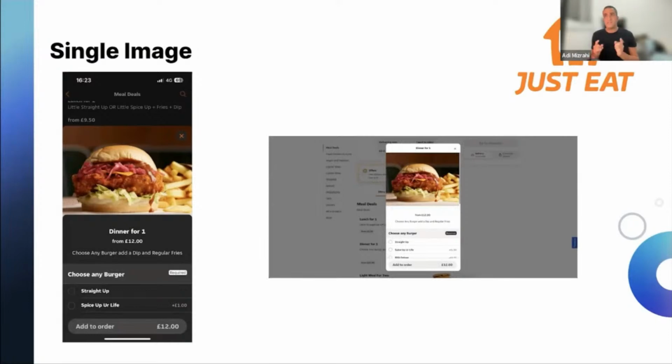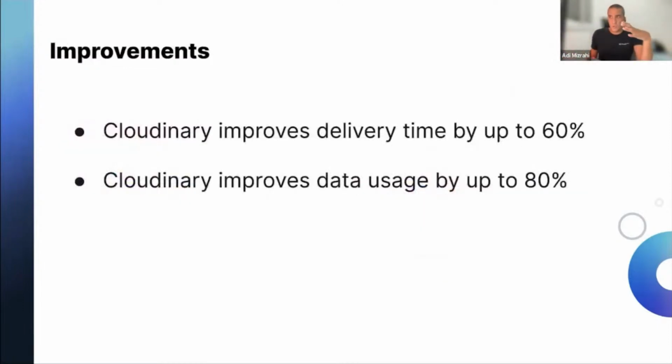On the right, you can see the same dish presented in Just Eat's website. Same assets, different size. What I just showed you is a tool we created at Cloudinary. It can help your application improve delivery by up to 60% and data usage by up to 80%.